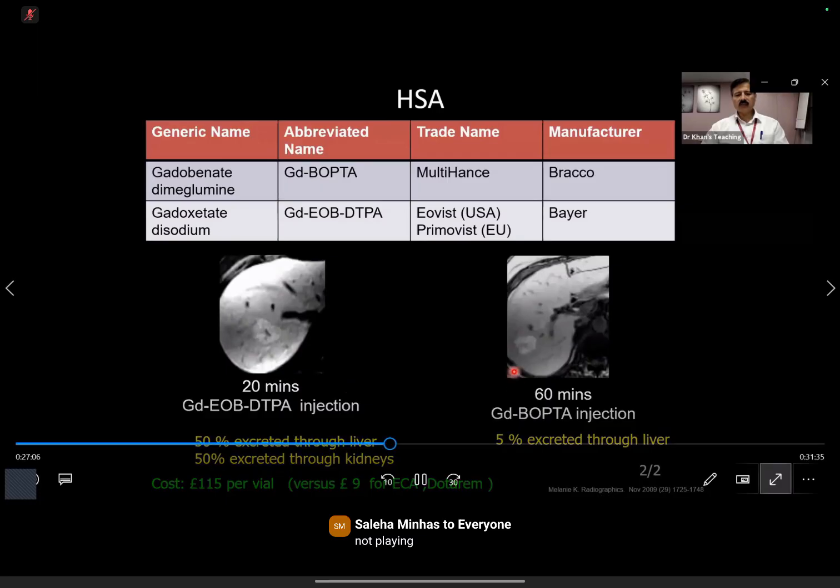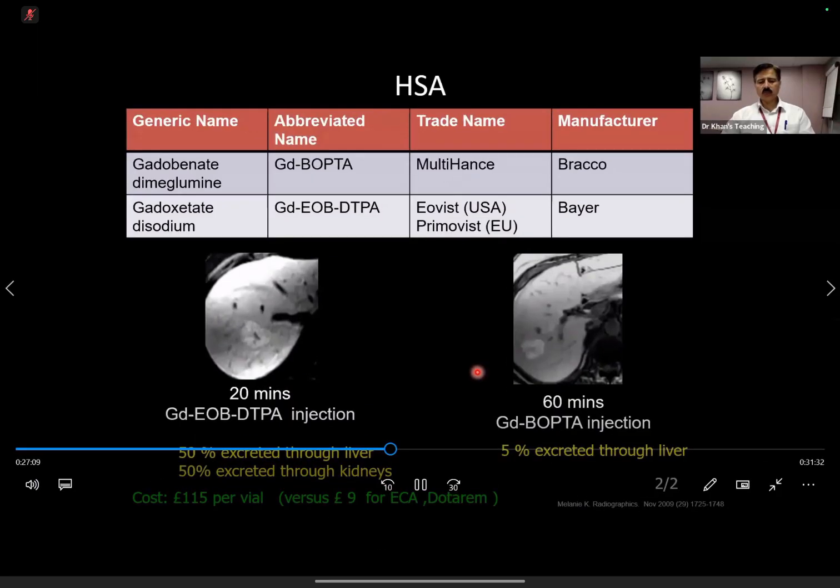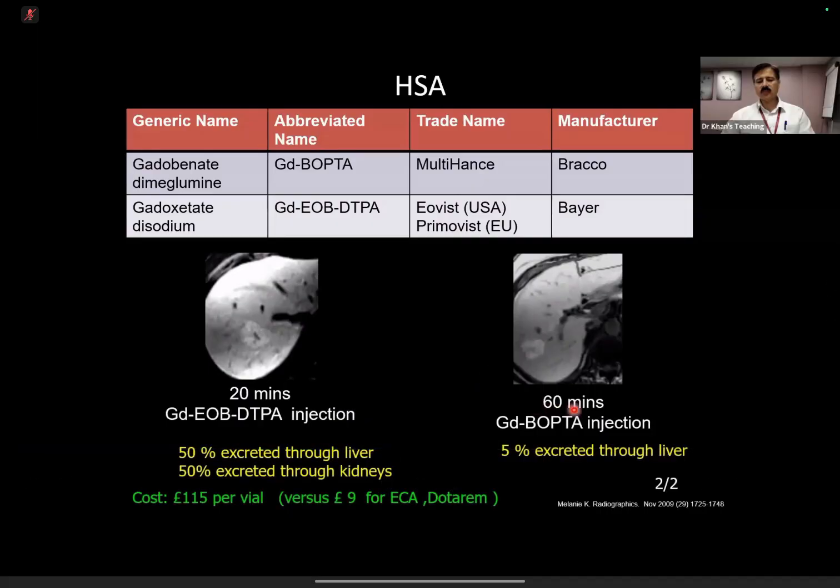This multi-hance, which we don't use, if you want to use multi-hance, you have to do a 60-minute delay, and excretion through the liver is only 5%. So I believe this is a more effective tool.